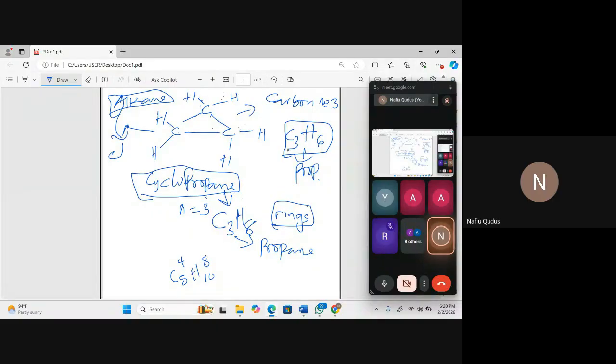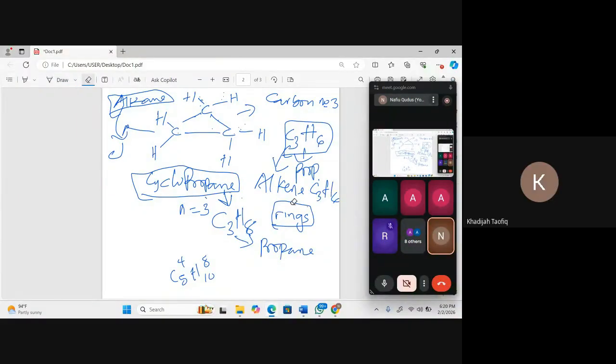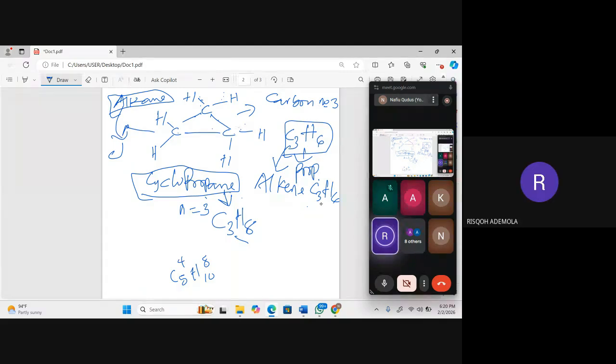Now, when you check this C3H6 in your alkane family, what do we have? Are you sure? In the alkane family, we have propane. That's propane. Yes.